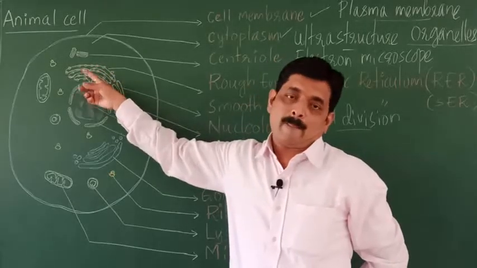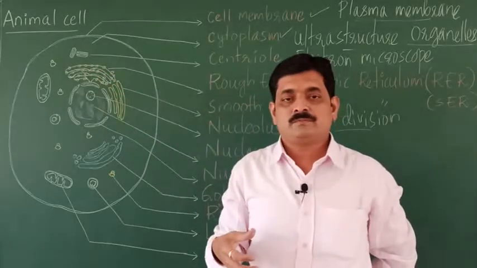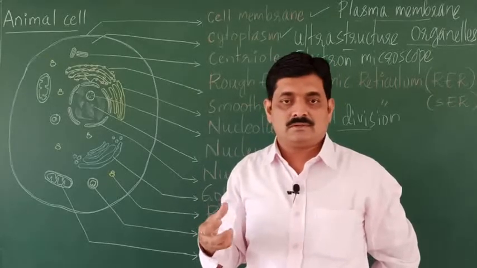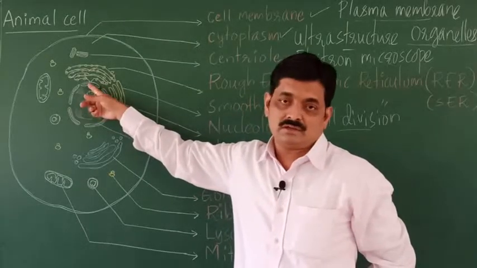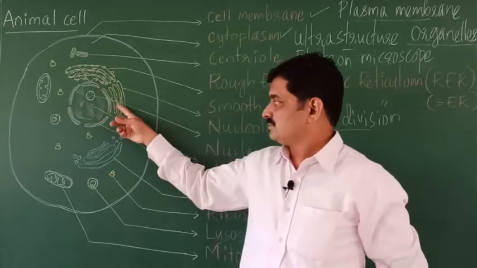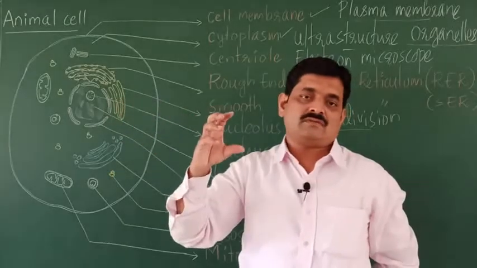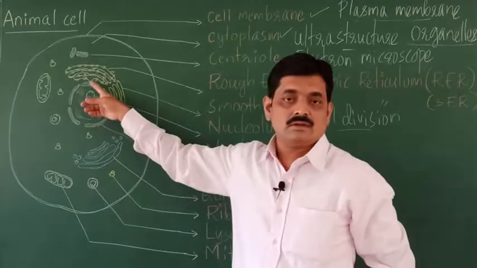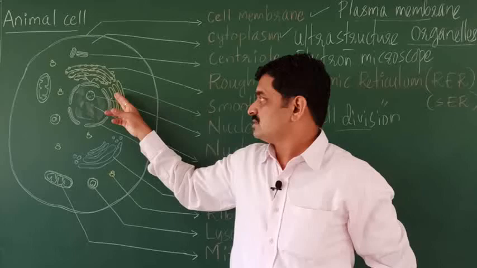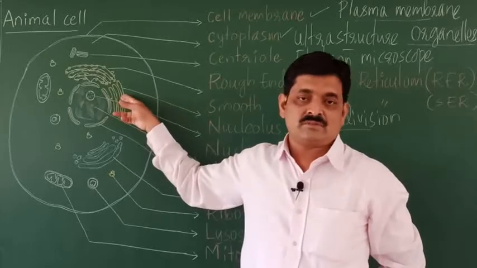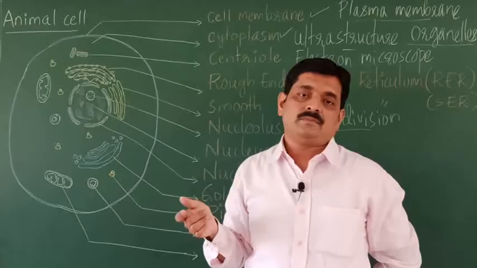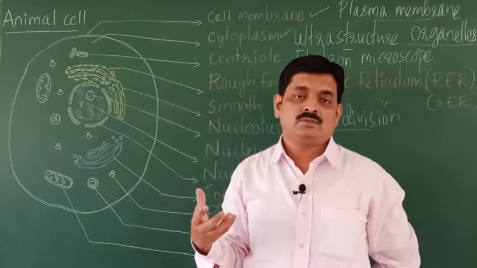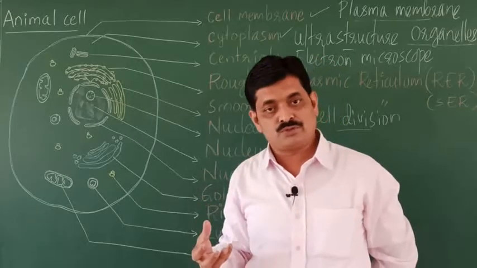So this is a system of tubes, a system of flat tubes, right, which are attached to the nuclear membrane. Here we can observe a mass of flat tubes attached to the nuclear membrane. This cell organelle is called endoplasmic reticulum. Here reticulum indicates a network of flat tubes, right?